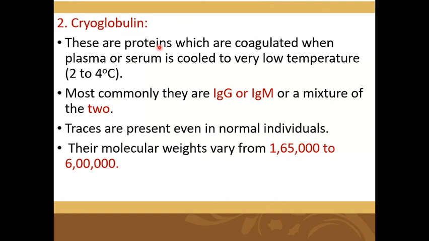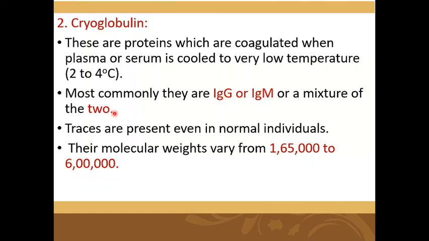Cryoglobulin. These are proteins which coagulate when plasma or serum is cooled. Until now you have seen coagulation happen on heating. Now they coagulate when cooled to a very low temperature. Most commonly, they are immunoglobulins IgG, IgM. Don't get confused. We will see all types of immunoglobulins in the last lecture. So mostly they are immunoglobulins, IgG, IgM, or a mixture of two.